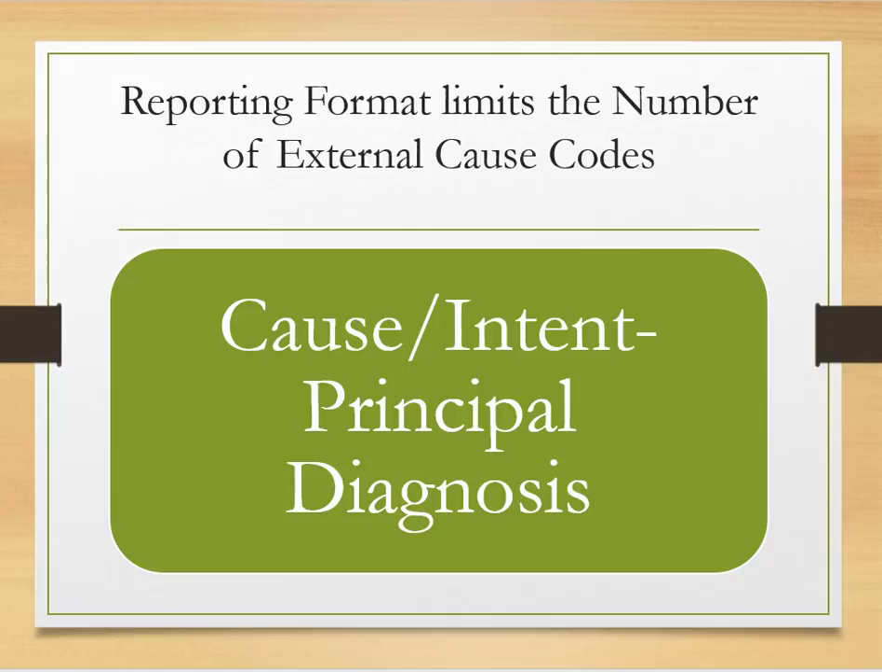If the reporting format limits the number of external cause codes that can be used when you're reporting your other clinical data, report the code for the cause or intent that is most closely related to the principal diagnosis. If the format permits capture of additional external cause codes, then the cause/intent, including medical misadventures of the additional events, should be reported rather than the place, activity, and external cause. So you should be seeing a theme here. Place, activity, and external cause, those are nice to report, but you want to get the cause intent code first.